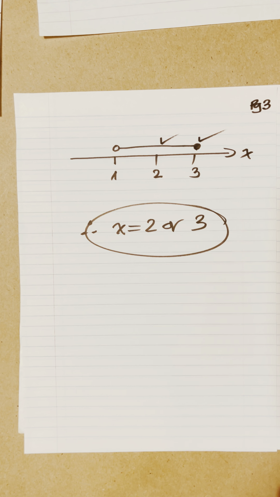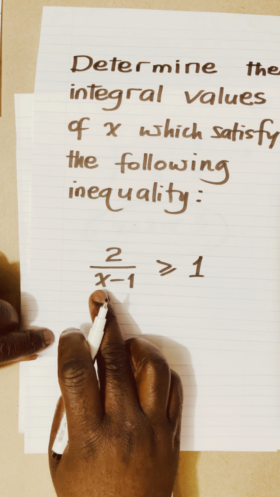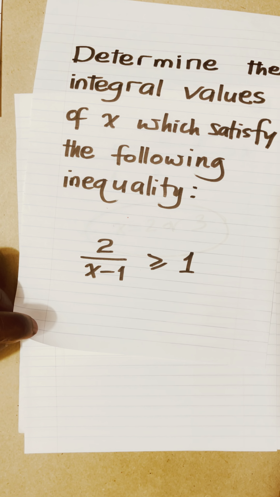1 doesn't, because of the implicit restriction. Remember, if x equals 1, you're going to have 0 in the denominator, and 2 over 0 is undefined. So 1 is prohibited by the implicit restriction.